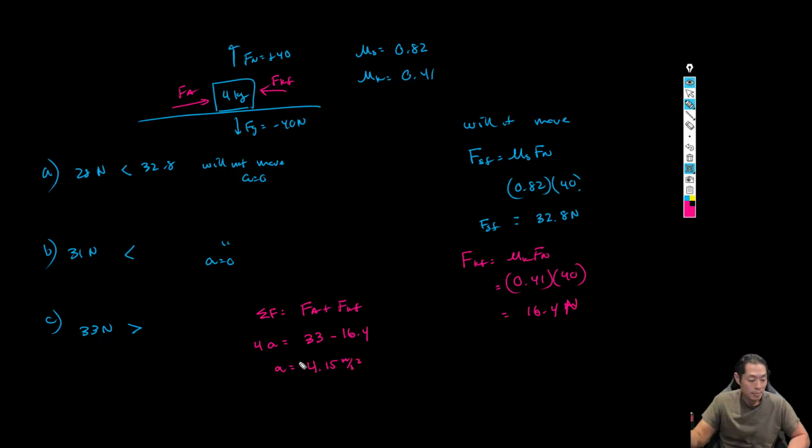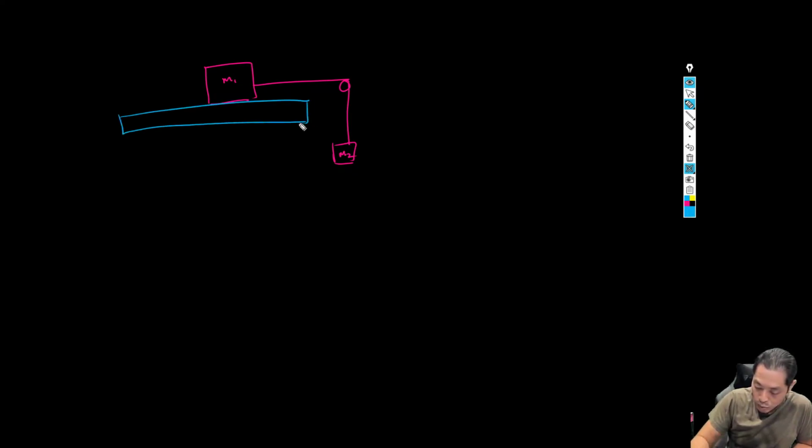Okay, so that is that one. All right, on to our last problem, which is a classic Atwood. You have mass 1 here, a pulley, mass 2, and then it's on a table, and it is at rest.